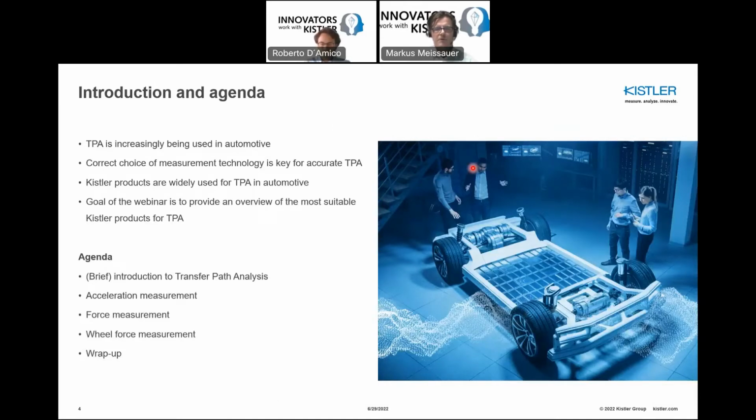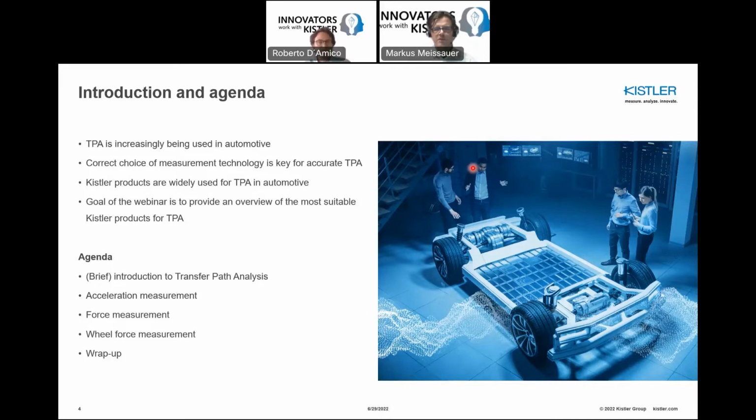Within automotive, transfer path analysis is being used more and more to address several NVH aspects, from troubleshooting to development, to prototyping and predictive analysis. In general, transfer path analysis requires measurement tools. The choice and accuracy is key to accurate and successful transfer path analysis.